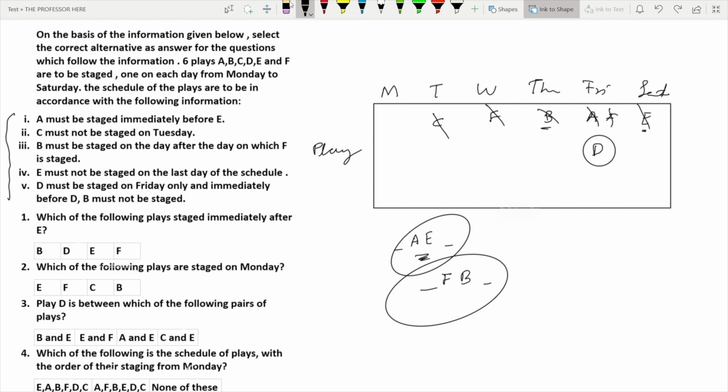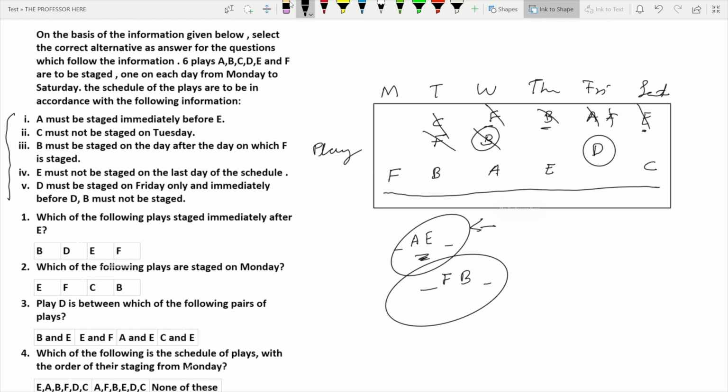Let's see if we can conduct B on Wednesday. So B is here, which means F should be here. And now comes the next problem. We have A and E and we have no 2 slots available together. So our assumption of B on Wednesday is wrong. So our last option is to put B on Tuesday, which means F is on Monday. Now E will automatically fall on Thursday and A should be on Wednesday. So the remaining play is C, which will be conducted on Saturday. So the final order of plays is F, B, A, E, D, C from Monday to Saturday.